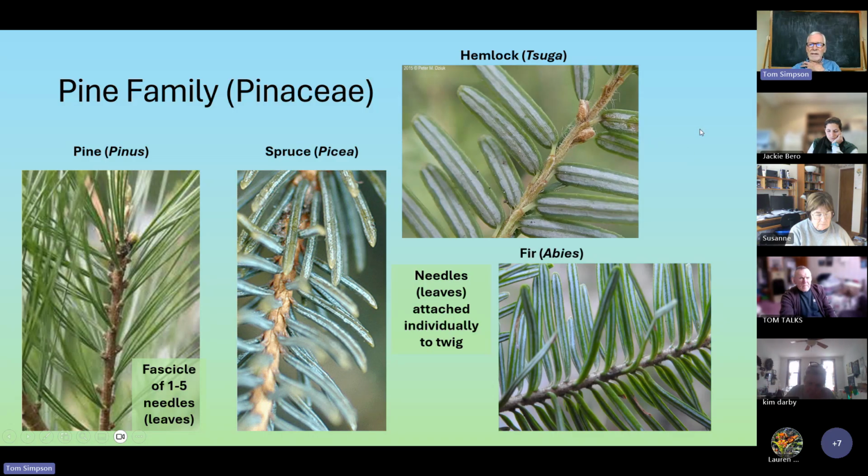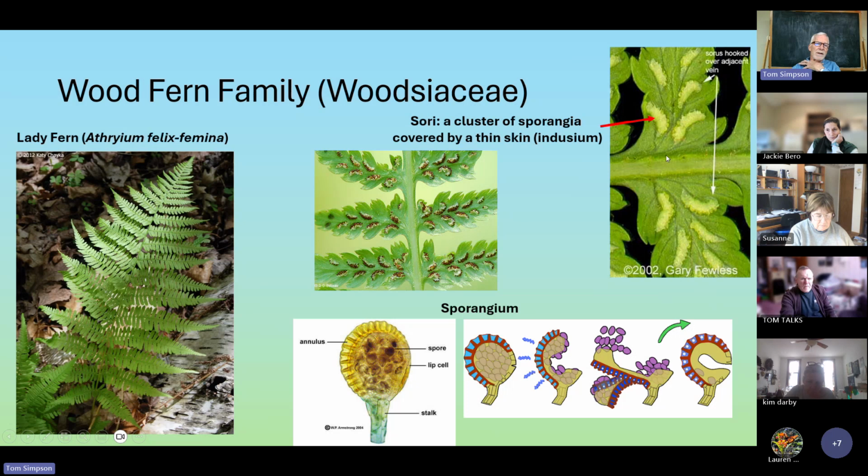Fascinating group of plants. I used to teach a lot of conifer courses when I worked at the Arboretum many years ago. Not the case anymore. I get lonely for conifers sometimes.